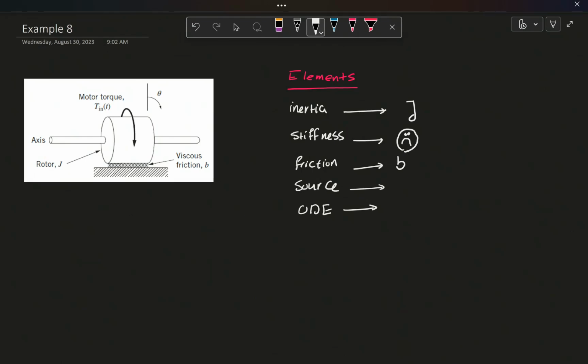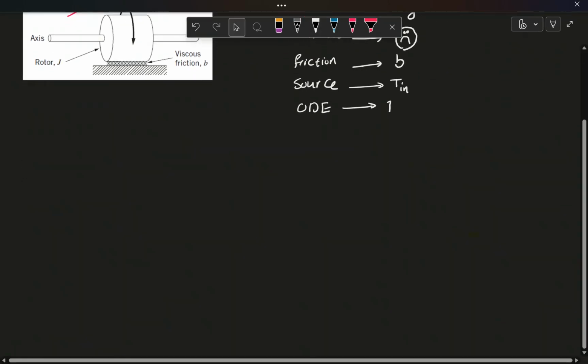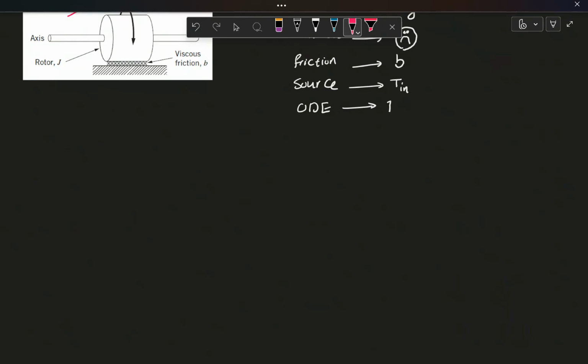The source in this system is the external torque, which is coming from the motor. So I would consider the external torque as an input to the system. And for the number of ODs, since I have only one independent motion, which is the motion of the disk, I would consider it as 1. With these, let's go to the 4-step approach and try to model the system.